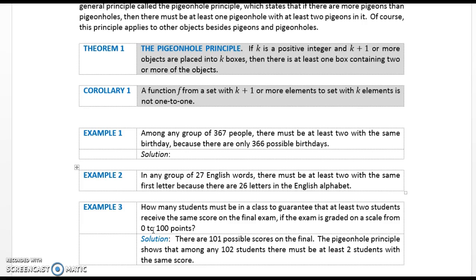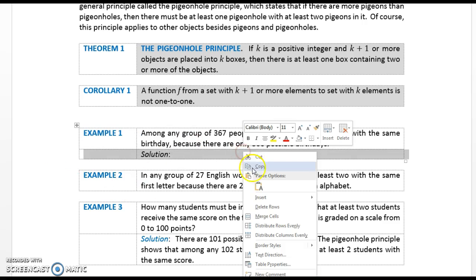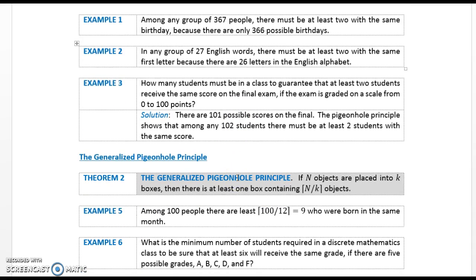Corollary 1. A function f from a set with k plus 1 or more elements to a set of k elements is not one-to-one. Example 1. Among any group of 367 people, there must be at least 2 with the same birthday because there are only 366 possible birthdays. Example 2. In any group of 27 English words, there must be at least 2 with the same first letter because there are 26 letters in the English alphabet.